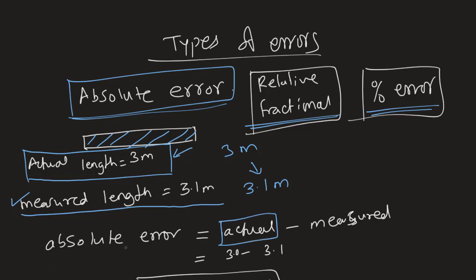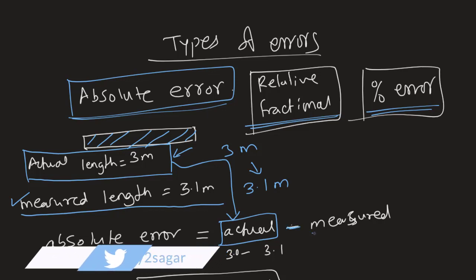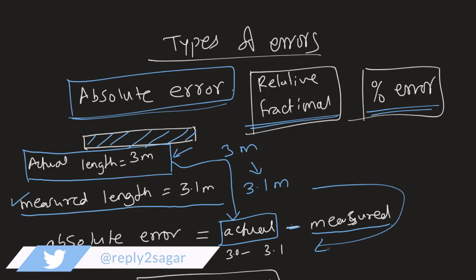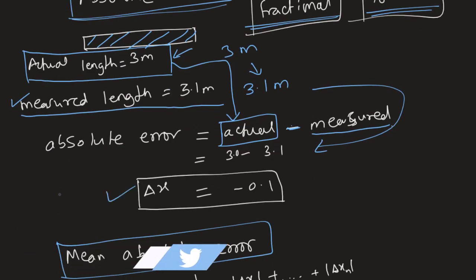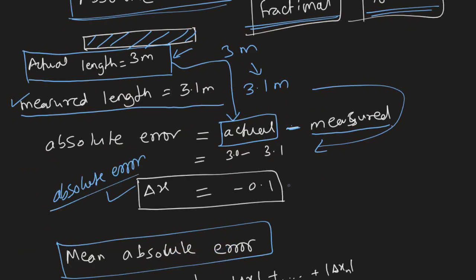And to calculate the absolute error, you have to get the accurate length, right? This is the accurate length, 3 meters, and subtract the measured length. So what we measured is 3.1. So after subtraction, what we get is the absolute error. And generally, we just consider the magnitude of the absolute error. So that is, we do not consider the sign. We have to take the modulus of this. So the error is 0.1.